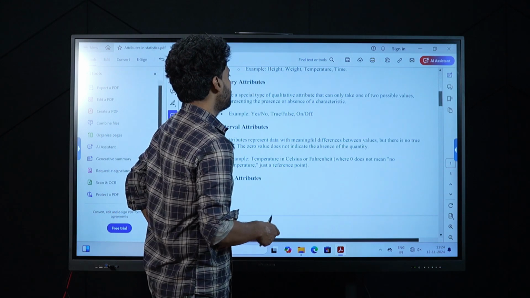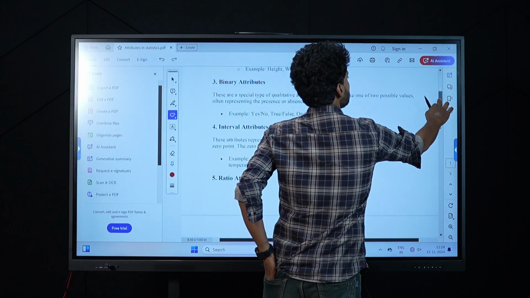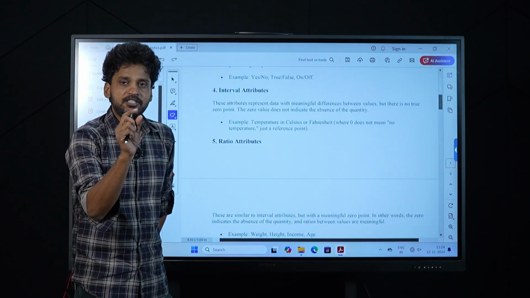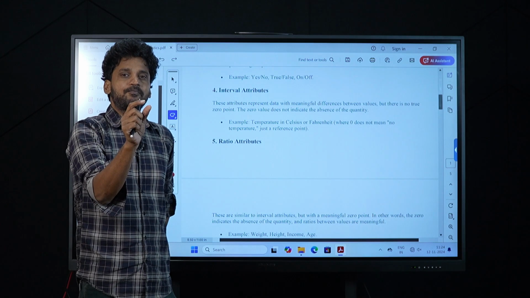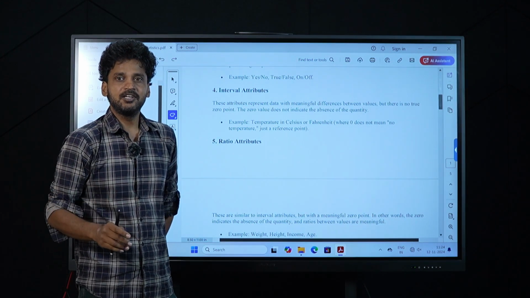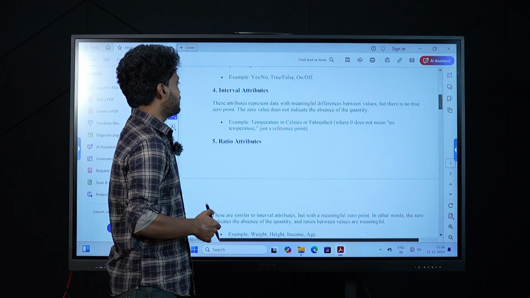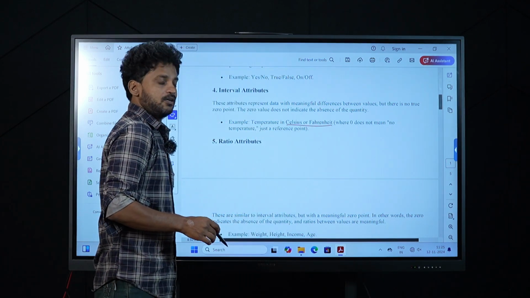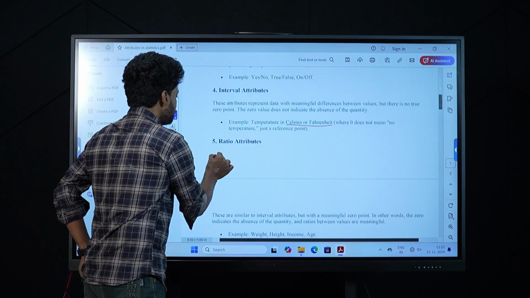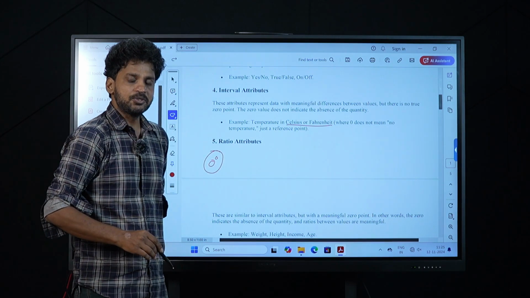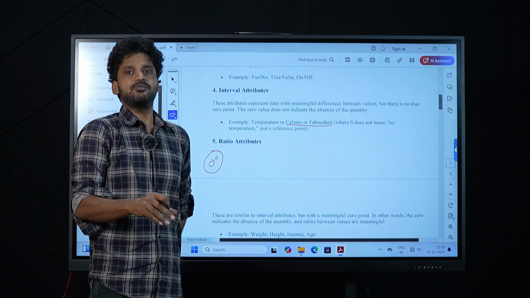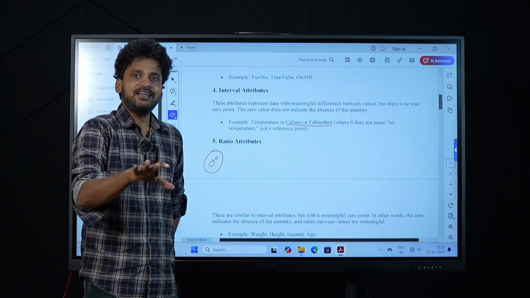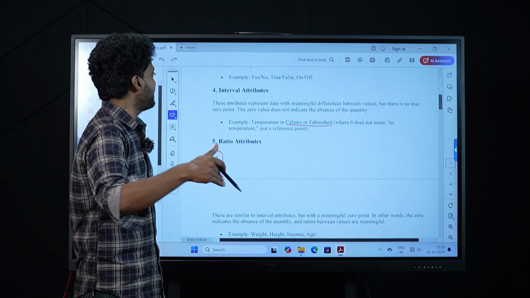Interval attributes. What is an interval attribute? Understand carefully. In the interval attributes, there is a point 0, but 0 does not mean nothing. I hope you got the point. For example, there is temperature, Celsius or Fahrenheit. Now understand 0 degrees. What is 0 degrees? Is 0 degrees no temperature? No. At 0 degrees also, there is some temperature, right? 0 degrees doesn't mean that there is no temperature. That is the interval attribute.